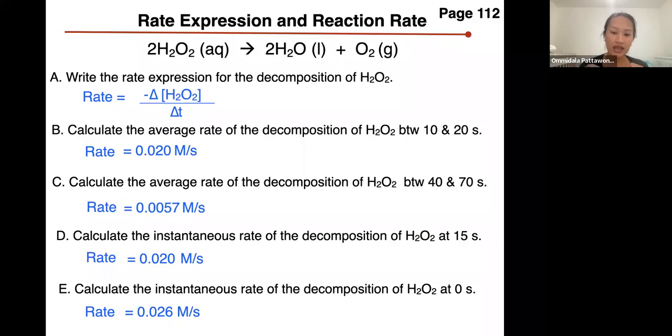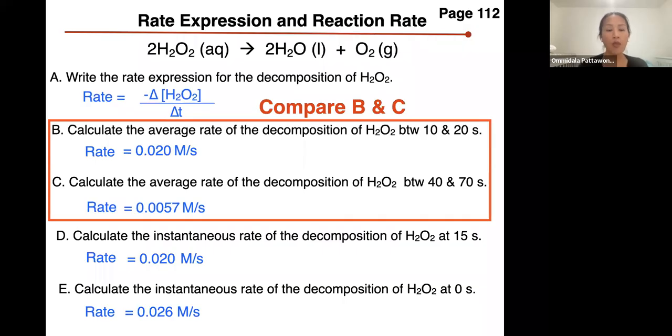However, when you're looking at the instantaneous rate, it's giving you only one specific time. So in order to find a change to plug into the rate expression, you will need to draw the tangent line and find the slope. The slope would be the instantaneous rate.